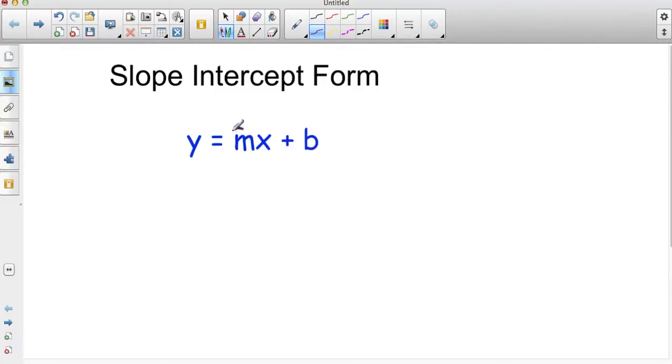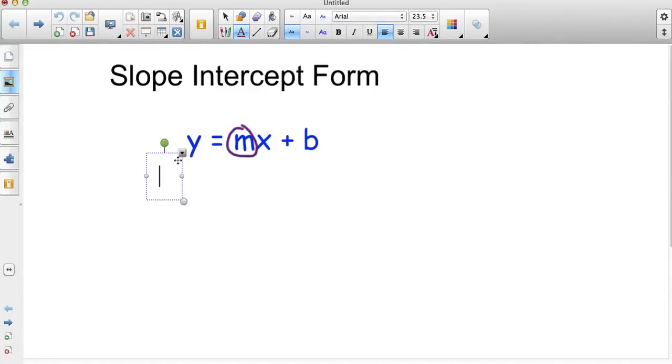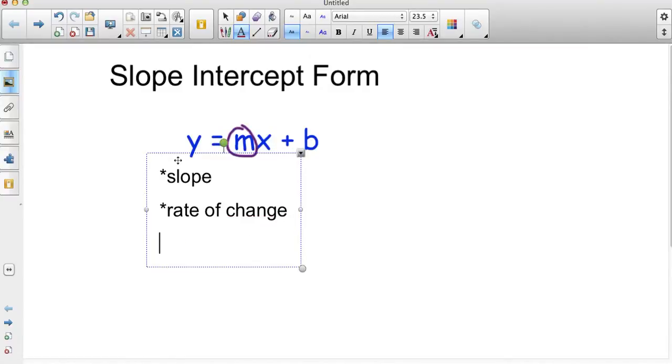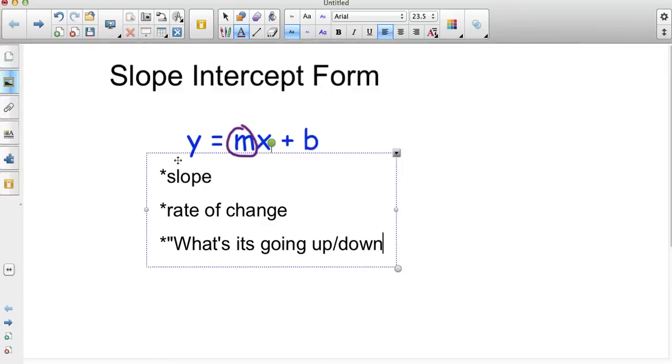The m then is commonly known as slope. It's also known, as we know, as rate of change. At what rate is it changing? And I'll show you an example here coming up. Or in layman's terms, it's going up or down by.